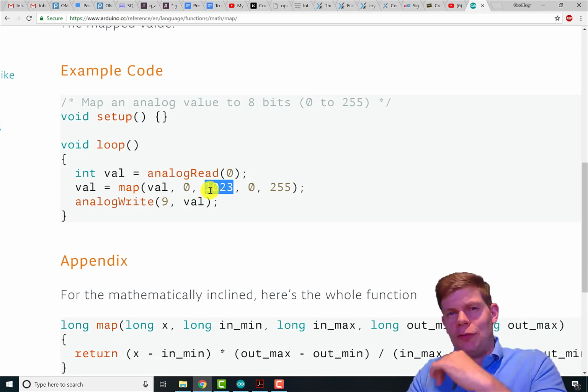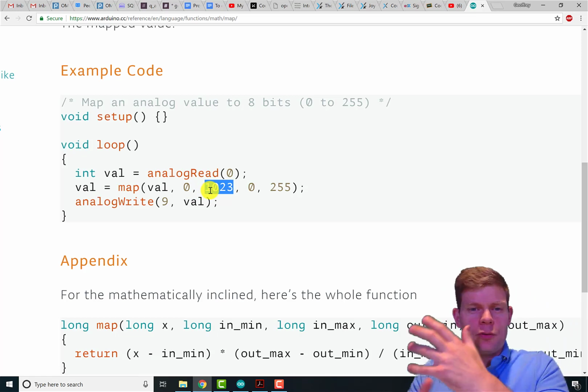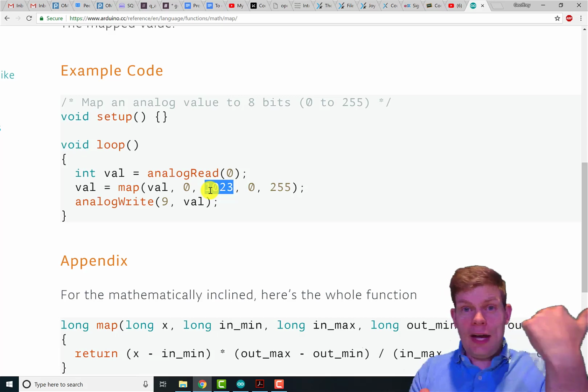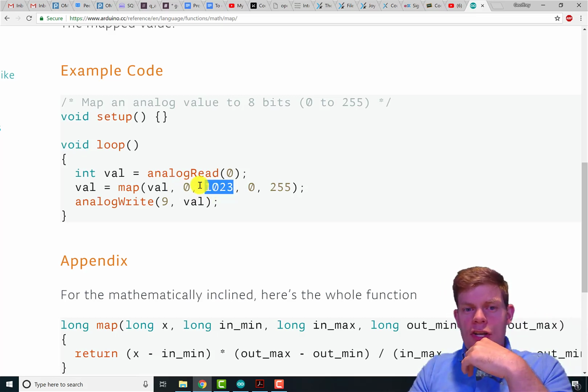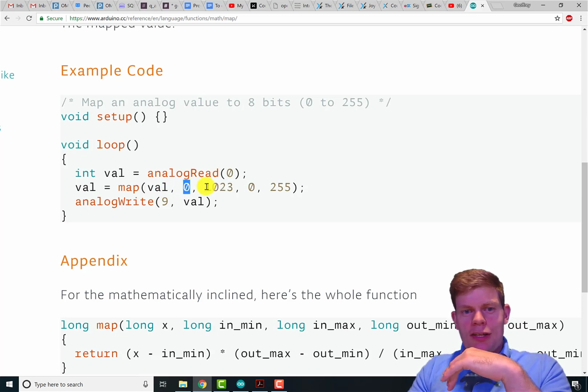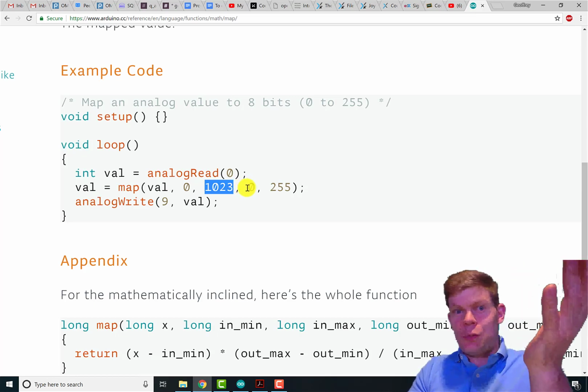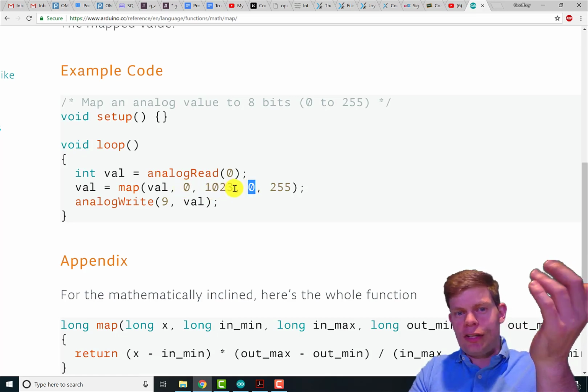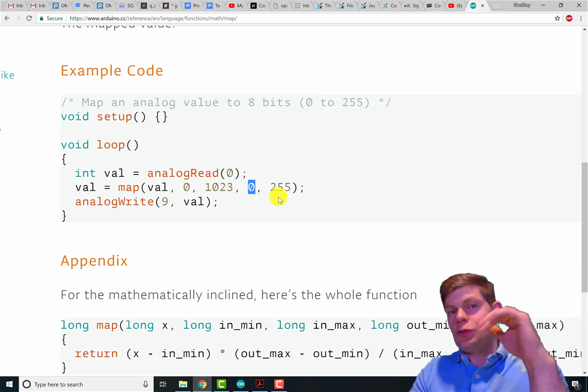If you're using something like a photoresistor and it's got some different range, say it only ever goes from 200 to 900, you could put that in. If you go out of range here, you will end up going out of range in your destination, so keep that in mind. So anyway, we've got our initial value, our analog read, here's the lowest it could be, here's the highest it could be, and this is our destination range we want to put it into. So we want to switch that from having a range of 0 to 1023 to having a range of 0 to 255.